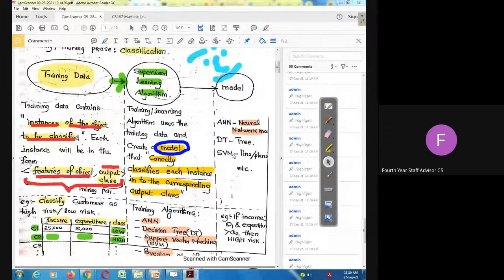If you are using an SVM, what is an SVM? SVM is a support vector machine. If you are using an SVM, then what should be the model? You can note here, it is interesting. It is a line or plane. Line or plane will be the model.